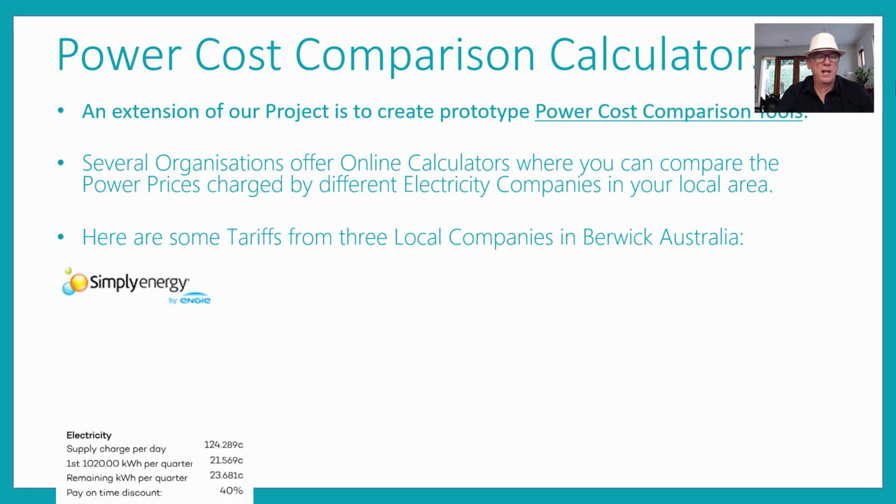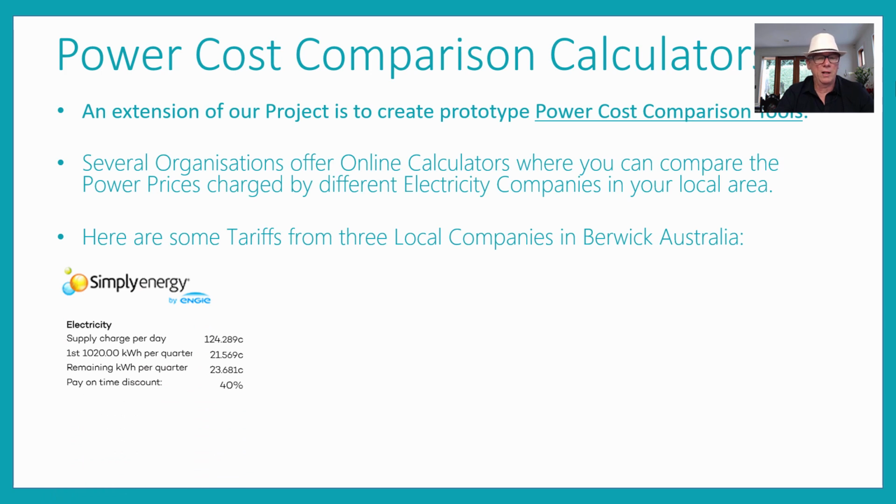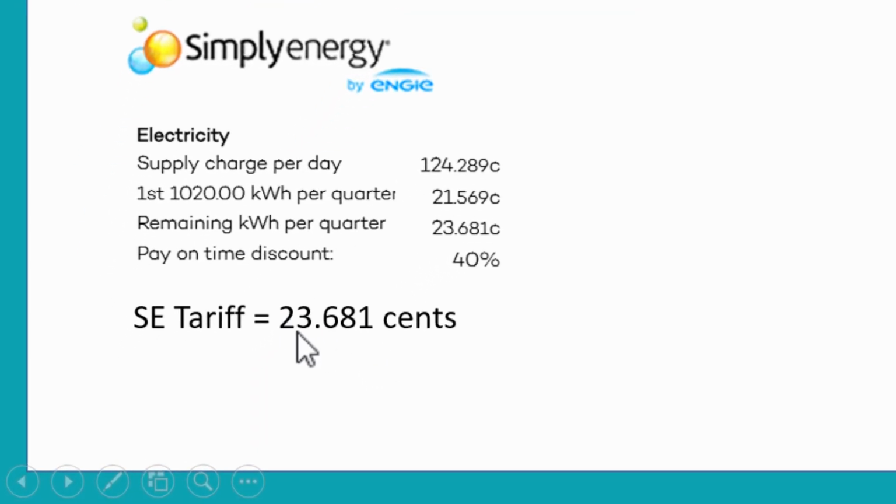First we had a company called Simply Energy, and this is their power bill calculations. We've decided that the tariff we're going to use is the 23.681 cents tariff, okay? Because we're just going to be working out the cost of running appliances. We're not doing the actual whole bill, so we're not worried about the pay on time discount. Now, the 1,000 kilowatt hours you get per quarter, so that's like 3 months, you're going to use that up really quickly, so you're not really paying that low price. You're going to be on remaining kilowatt hours for most of the quarterly period. So effectively, this 23.681 is their tariff.